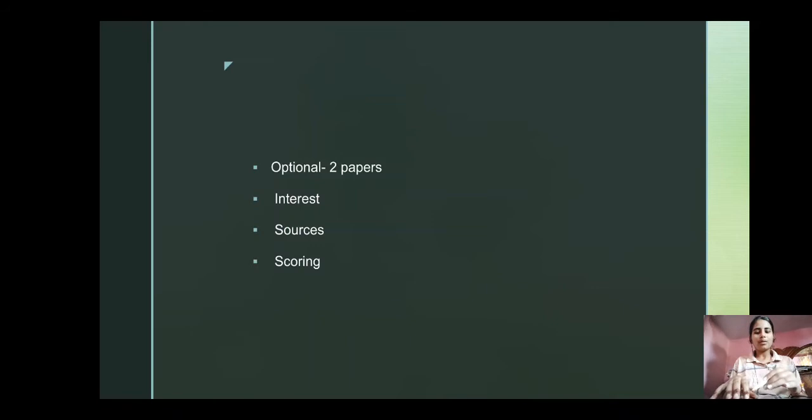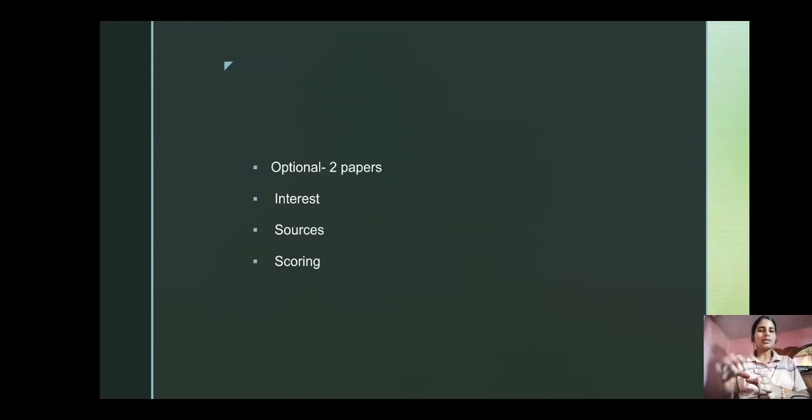These things come only from your interest. If you have studied one subject with your interest, with concentration, with focus, it will automatically bring marks to you. So score is the last thing you need to pay attention to. In fact, not to pay attention to, I would say. But these are the things you need to keep in mind while selecting your optional for UPSC preparation.